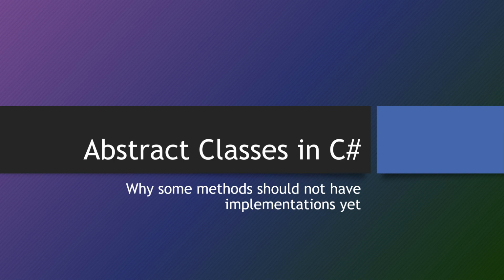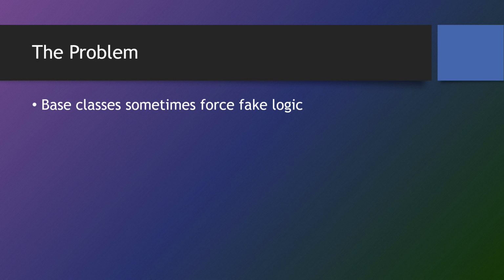Have you ever written a base class, but realized some methods don't actually make sense to implement yet? Like an animal class that has a speak method, but animals don't all speak the same way. That's exactly why abstract classes exist. In this video, you'll learn how abstract classes force child classes to do the work, prevent broken designs, and make your C# code way more professional. Let's start with the problem they solve.